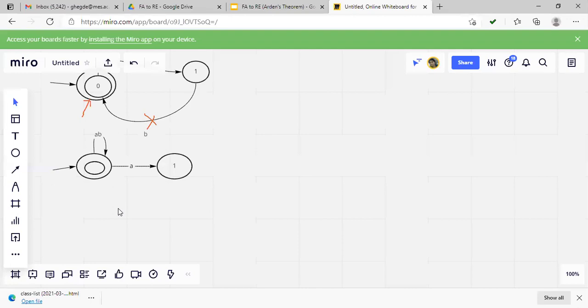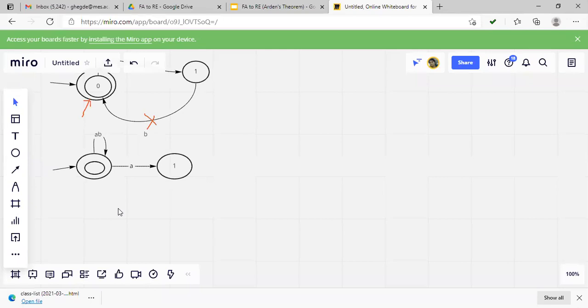Kushal says it is AB star A and Ojas says it is AB whole star or B. Any other answers, students? Rushikesh says AB whole star A. Preeti says AB star A. Sushti says AB whole star A. Please see the diagram properly. Saurav says AB whole star. Abhishek says AB whole star A. Any other answers?